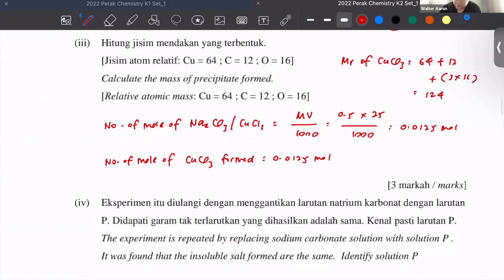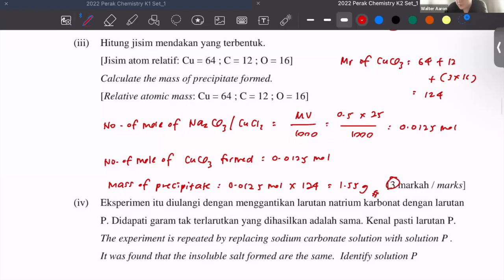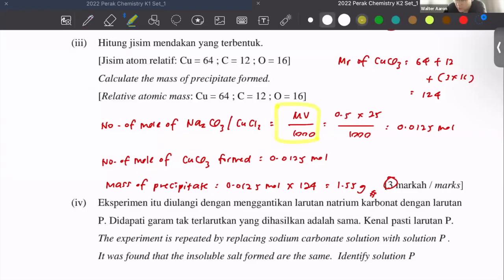All right. So now to get the mass of precipitate, it will be equivalent to 0.0125 mole multiplied by 124. So you should be able to get 1.55 grams of precipitate formed. So calculate everything correctly, you should be able to get 3 marks in total for this question. Okay, so use the formula of MV over 1000 to get the number of mole and then compare the ratio, that's it.